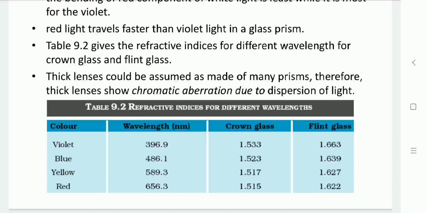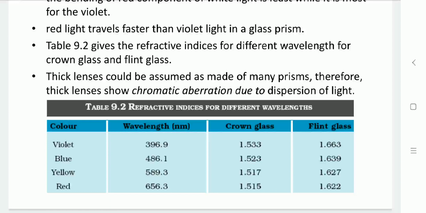We assume that thick lenses are made of many prisms, and these thick lenses show chromatic aberration due to dispersion of light. Here the violet color has a wavelength of 396.9 nanometer, blue color has a wavelength of 486.1 nanometer, yellow color has a wavelength of 589.3 nanometer, and red color has a wavelength of 656.3 nanometer. So the wavelength of violet is least and that of red is most.